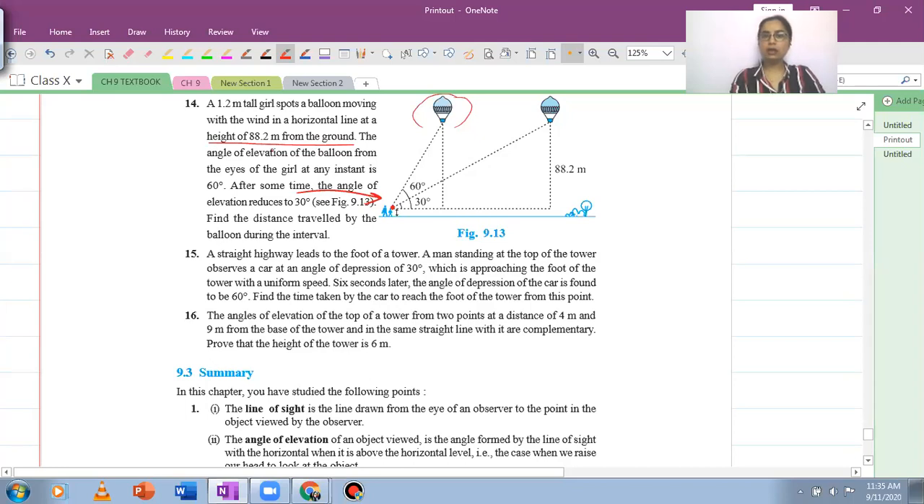This is the height of the balloon from the ground, and then the angle of elevation changes to 30 degrees. After some time the angle changed to 30 degrees. As you can see, the balloon has now gone further away. As the balloon goes away, the angle reduces. You have to find out the distance traveled by the balloon in this time interval. This distance you need to find out. And this is the distance from the ground, and this small distance here is 1.2 meters, the girl's height.